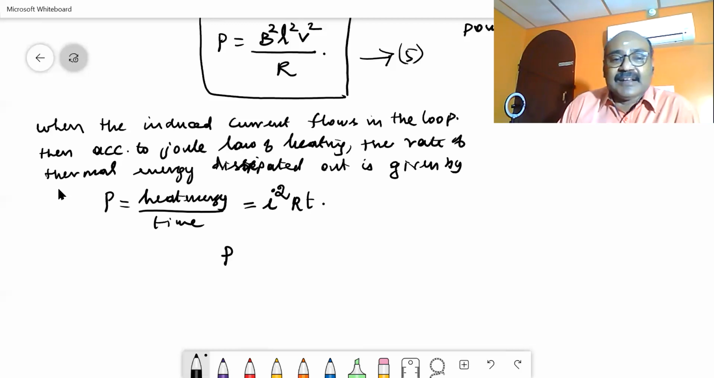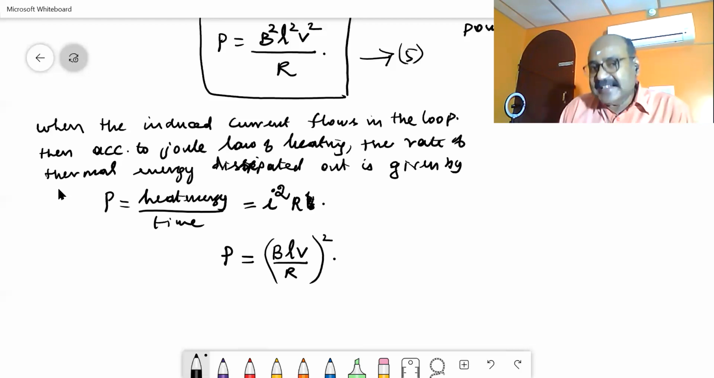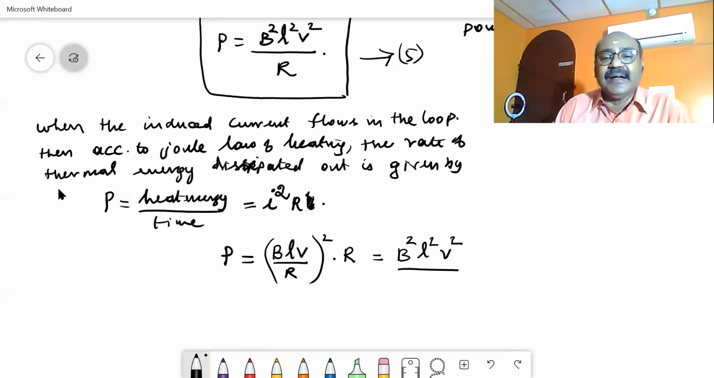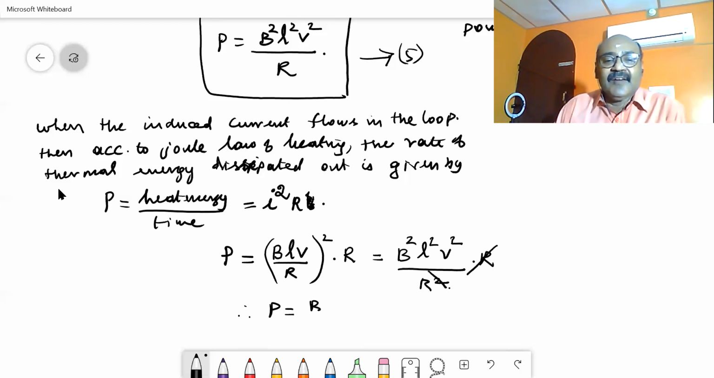So power P is equal to, what is I? I we have stated as BLV divided by R, the whole square, multiplied with R. Sorry, heat energy is I square R into T, and dividing by T, power is I square into R. Simplify, and you will get B square, L square, V square divided by R square into R. On simplifying, the power dissipated is B square, L square, V square divided by R. Let us consider this as equation number 6.